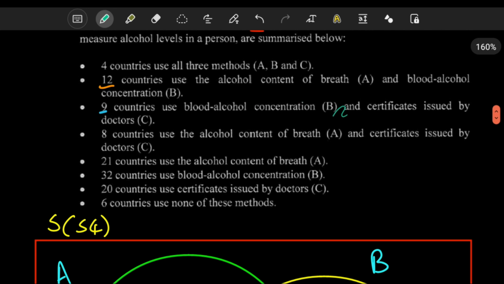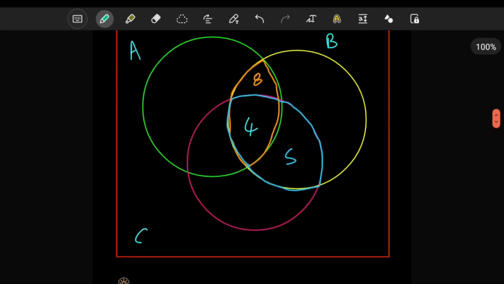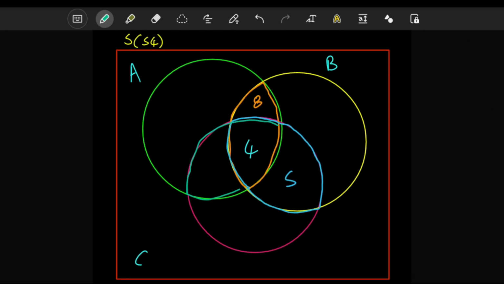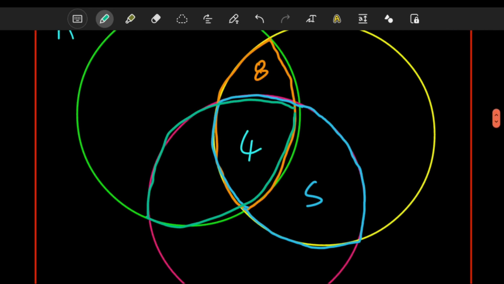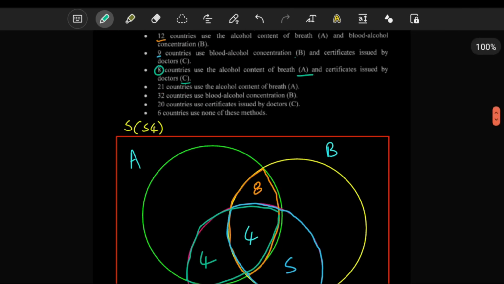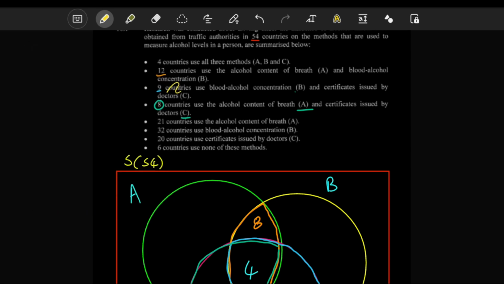8 countries use B and no. Oops. 8 countries use A and C. It's much easier to look at it that way. So where A and C meet is technically here, and these two should add up to 8. So already there's 4 here, meaning there should be 4 there. This is how you see that Venn diagram and draw it. Super duper easy stuff.